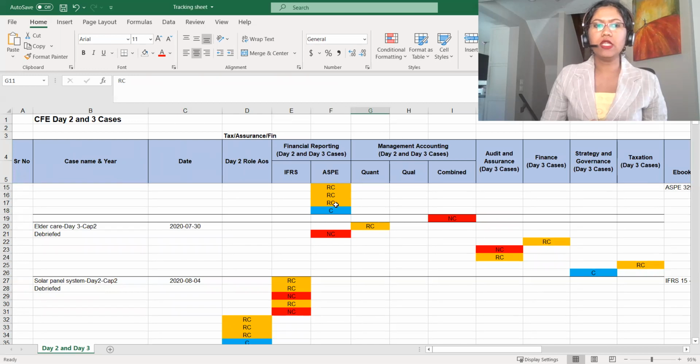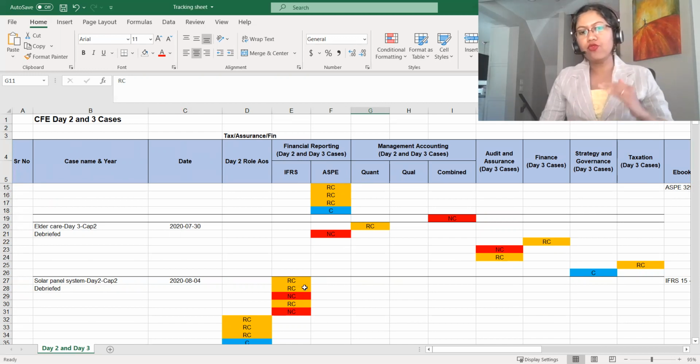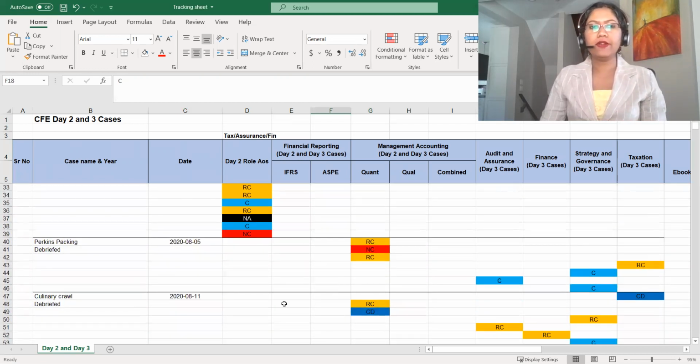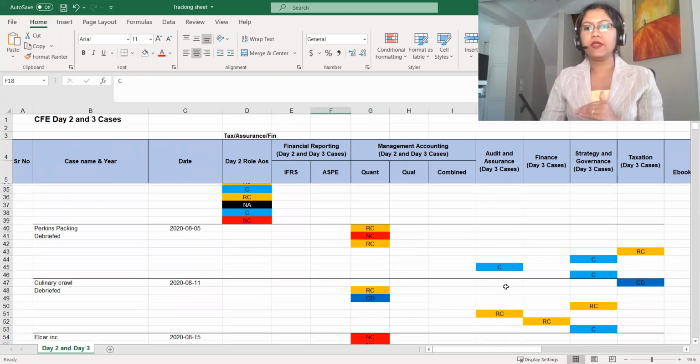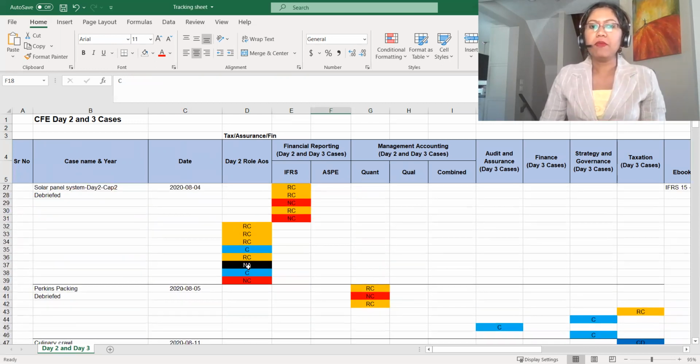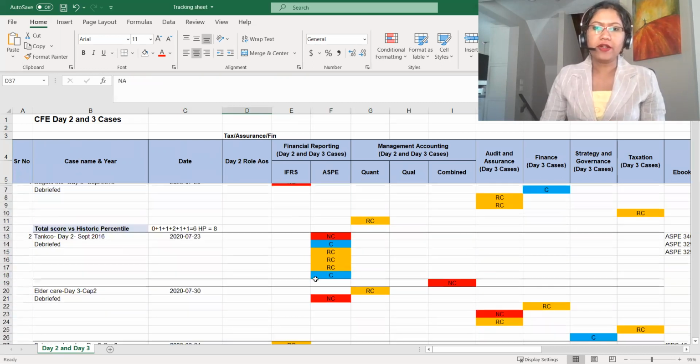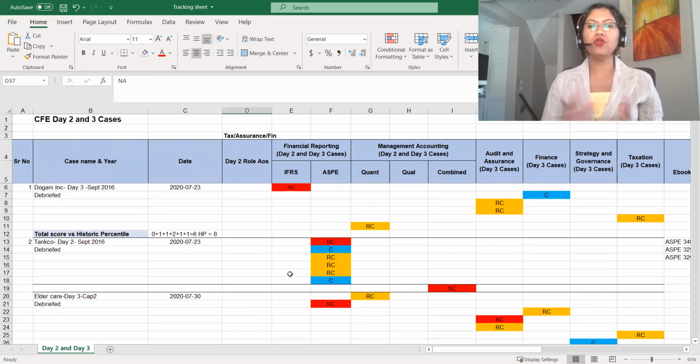See, in the initial stages, everything is this orangish, yellow, orange color. That means it's in the RC range. So I have to move more towards blue, that means towards C. In the later cases, you will see it is moving more yellow, orange, and C. Remember, there should be no NA, so not addressed should be minimum. So you will get a visual representation from this.